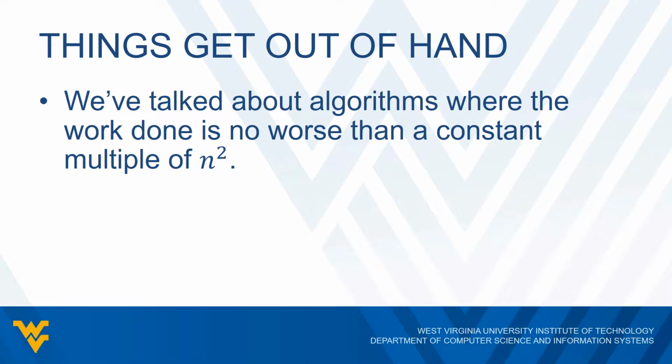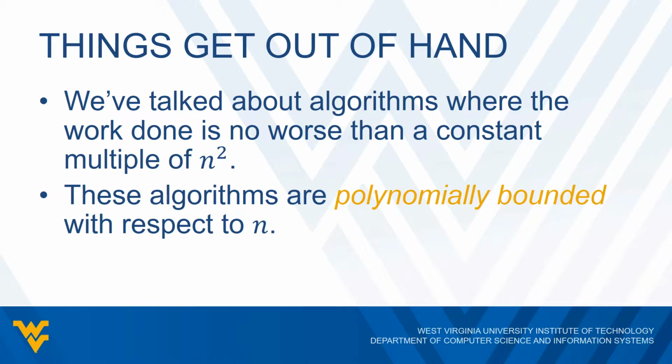So here, we've talked about algorithms where the total amount of work done is no worse than a constant multiple of n squared. So, an algorithm of order log n does less work as n increases than does an algorithm of order n, and that does less work than one of order n squared. So these are pretty good, and order of n squared is still a polynomial of n. So we say that these algorithms are polynomially bounded with respect to n.